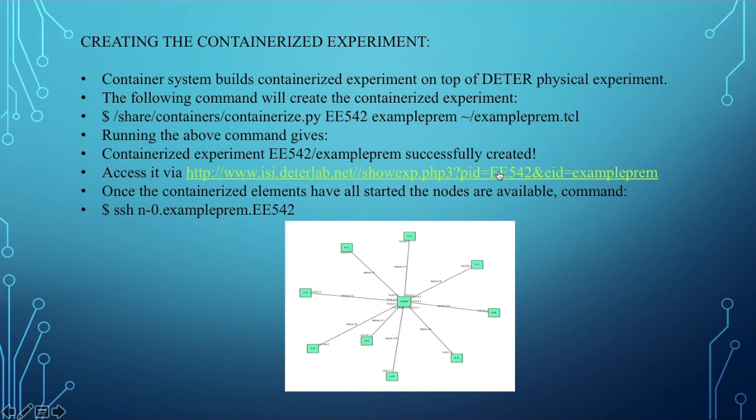As I said, these are the steps involved in creating a containerized experiment. Then, as I have explained, this is the command and this is what appears on the screen when it is successfully created. Then the next step is that we can SSH into a particular node and see what is going on inside it. So this is the visualization.png file that is created.